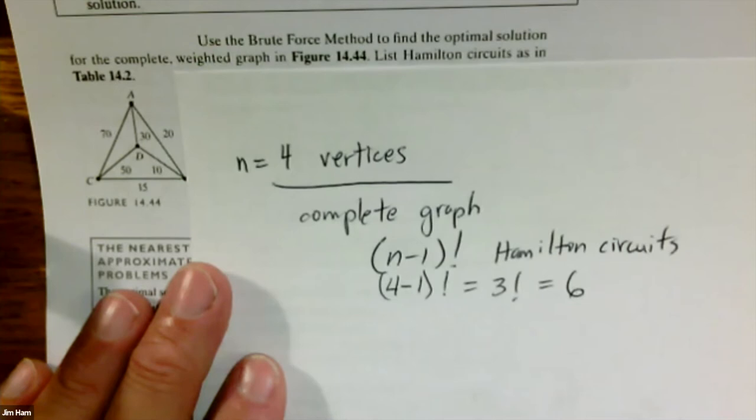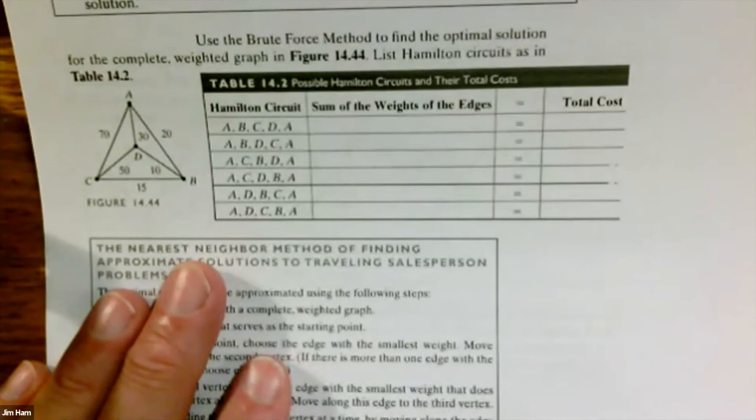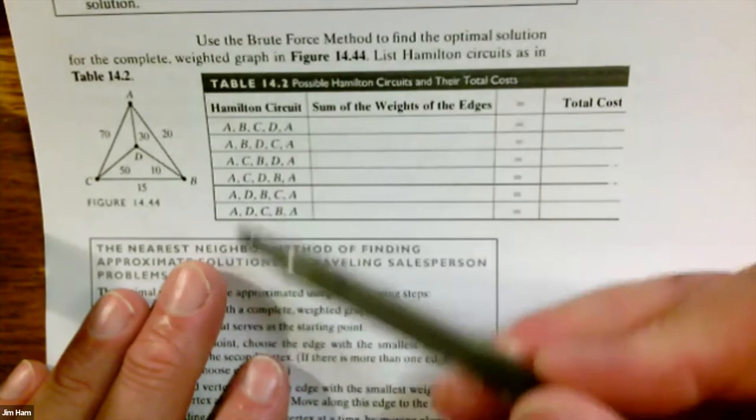The brute force method of solving the traveling salesperson problem is to find the minimum circuit, the minimum weighted circuit. We know that there are 6 such circuits, and they nicely gave them all to us here. Here are the 6. These are the 6 and the only 6.